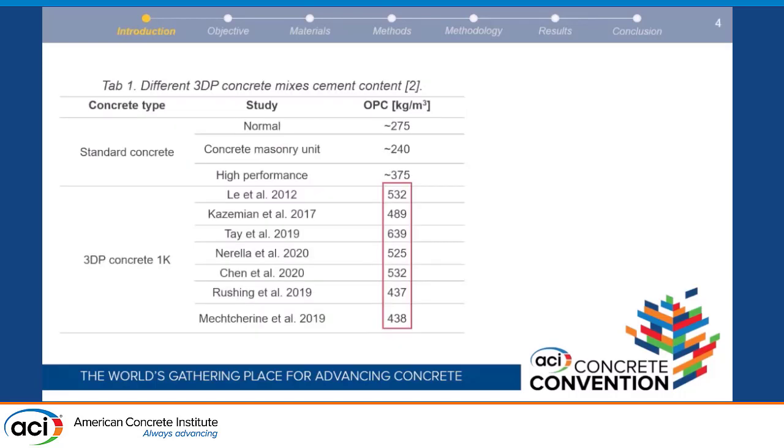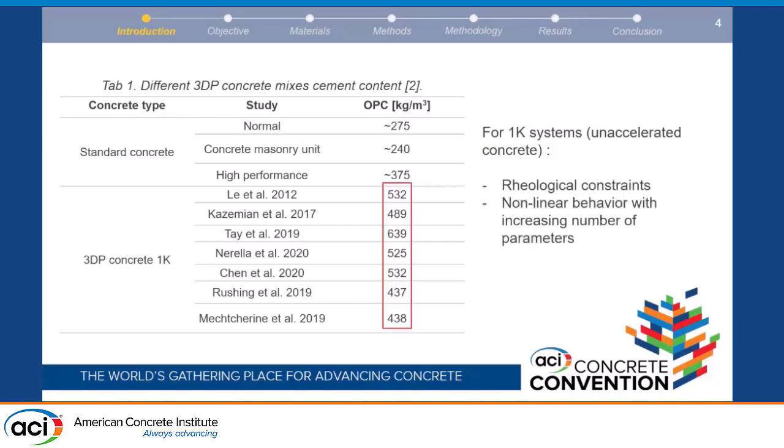But if we look at different material compositions from the literature, and if we concentrate on 1K 3D printing systems, which rely on unaccelerated concrete, as opposed to 2K 3D printing systems, which rely on a secondary mixing with accelerating admixture in the print head, we see that these materials have a pretty high cement content. Indeed, due to rheological constraints of pumpability, shape retention, and buildability, 3D printing concretes have pretty high cement content.